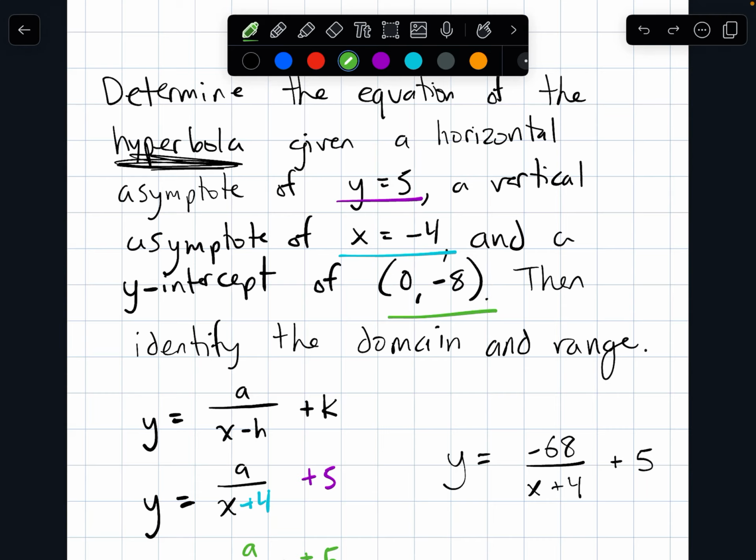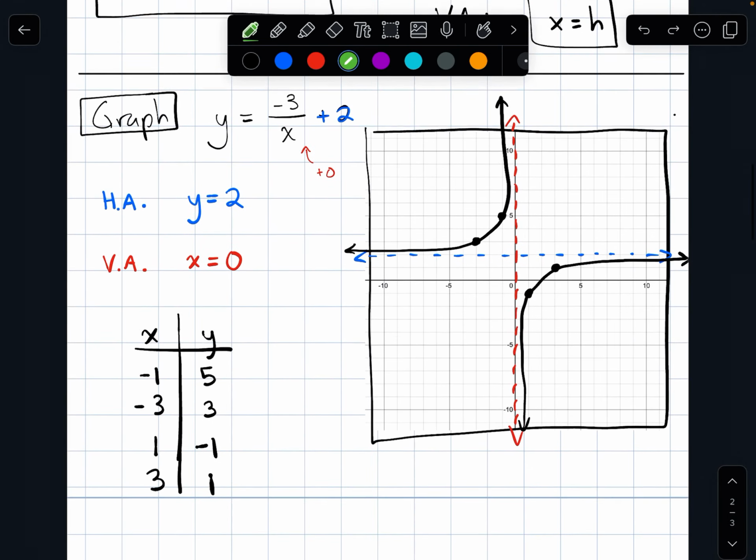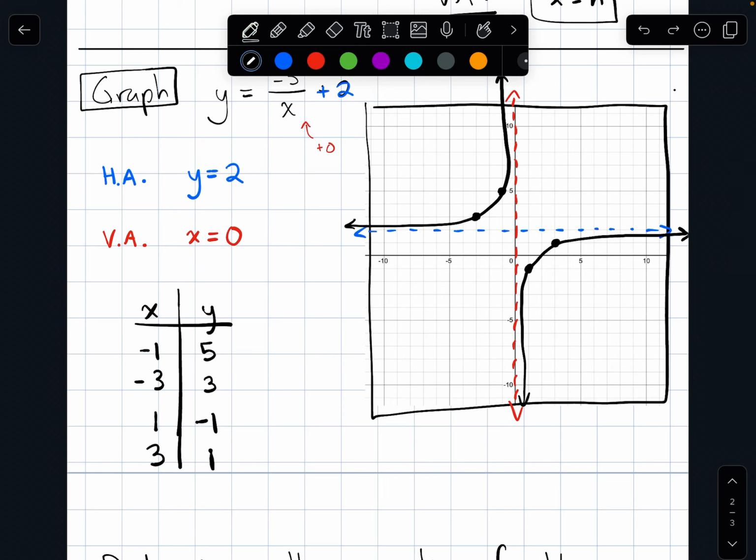Okay. One last thing is to find the domain and the range. So I actually want to start up with this one, finding the domain and the range. Again, domain is all of your x values, range is all of your y values. So if I look at all my possible x values, it's basically I can go left forever and I can go right forever, except at whatever your vertical asymptote is, right?